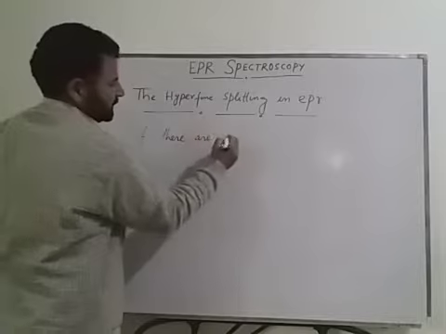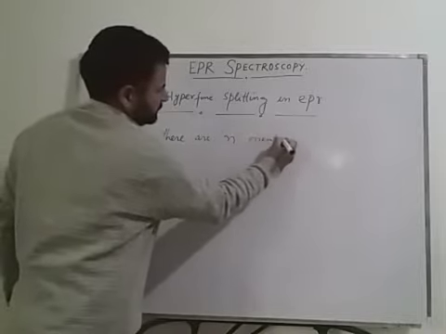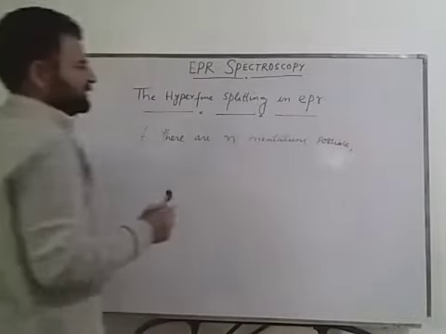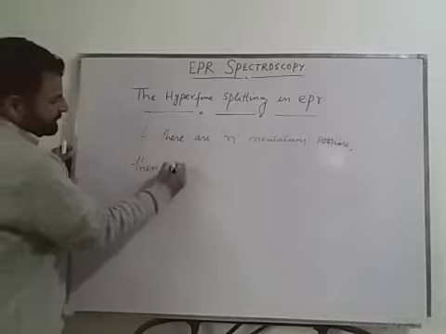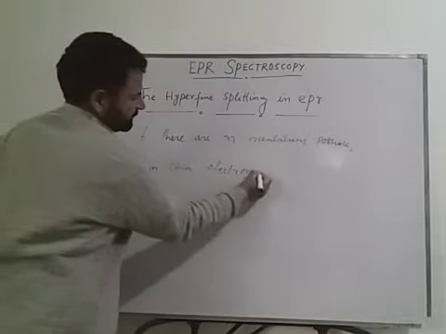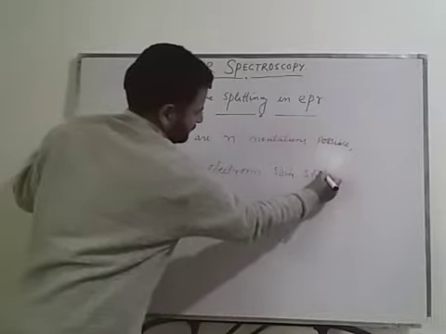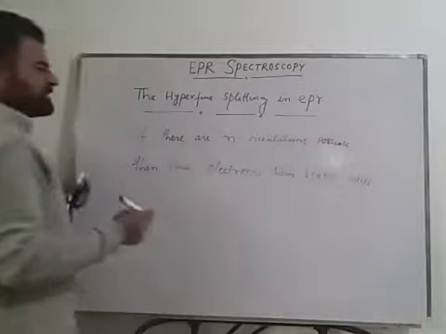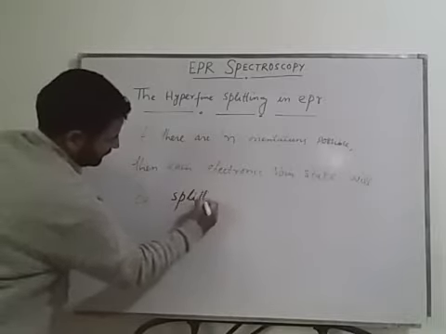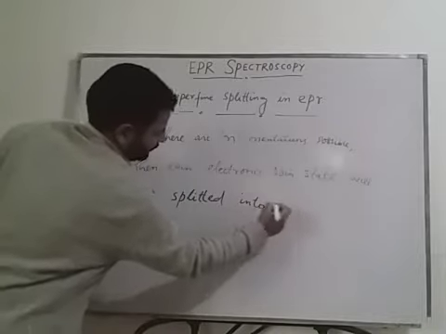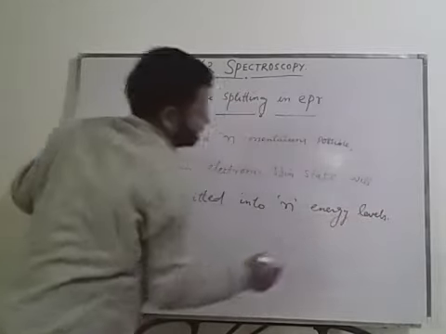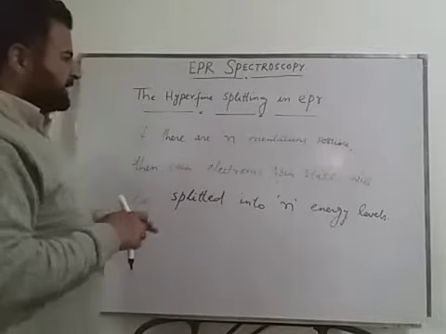If there are n orientations possible, then each electronic spin state will be split into n energy levels. I will show it with a few examples.